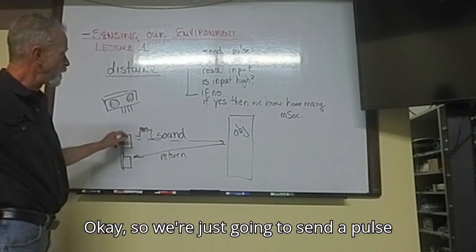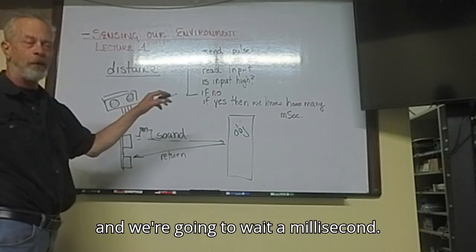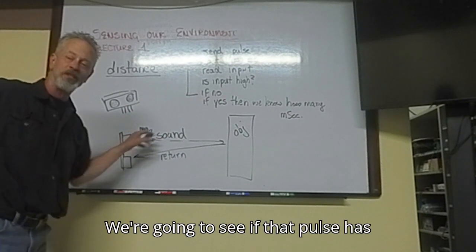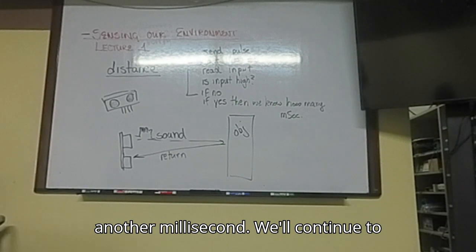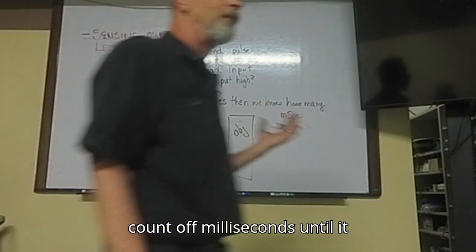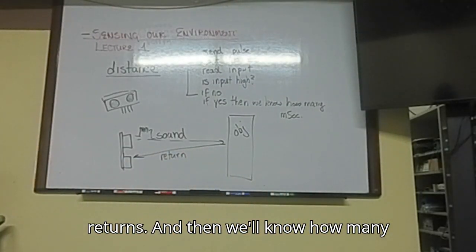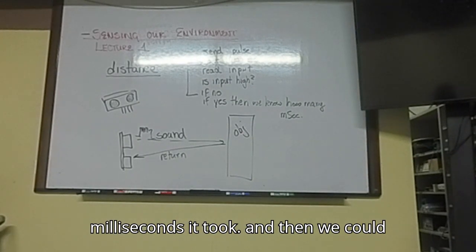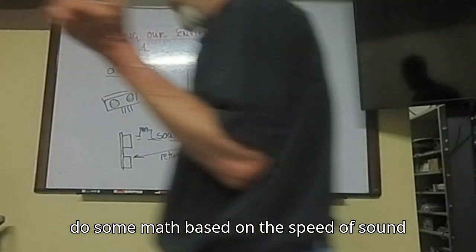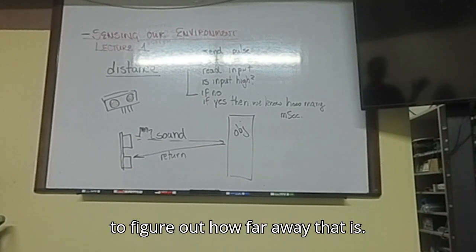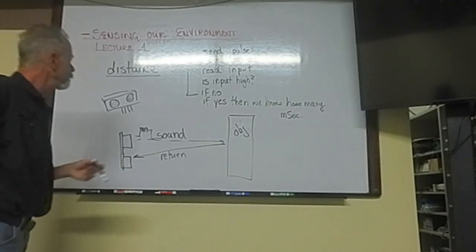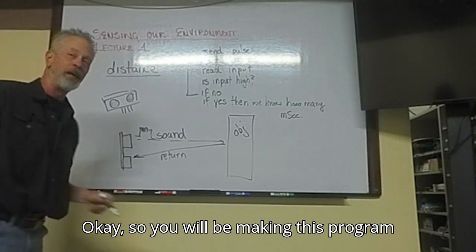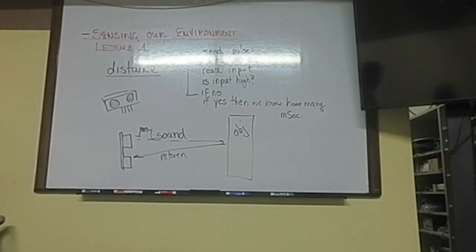Okay, so we're just going to send a pulse and wait a millisecond. We're going to see if that pulse is returned. If it hasn't, we'll wait another millisecond. We'll continue to count off milliseconds until it returns. And then we'll know how many milliseconds it took. And then we could do some math based on the speed of sound to figure out how far away that is. Okay, so you will be making this program at some point.